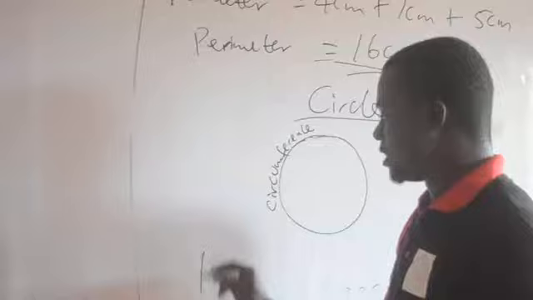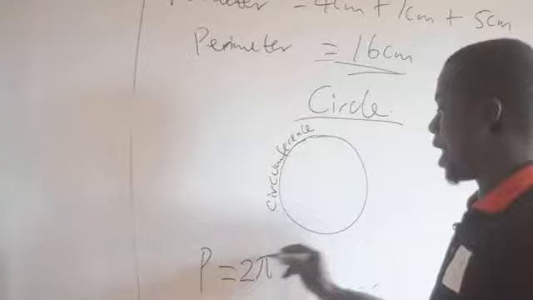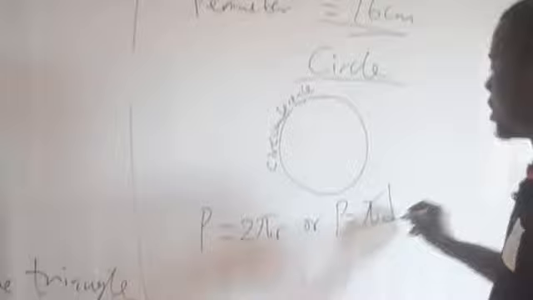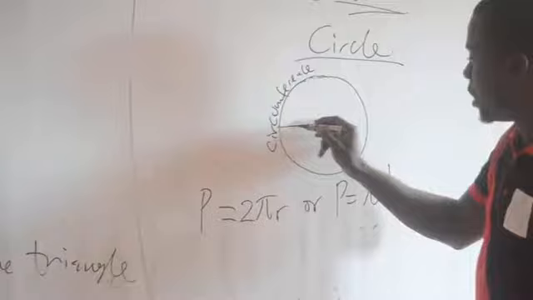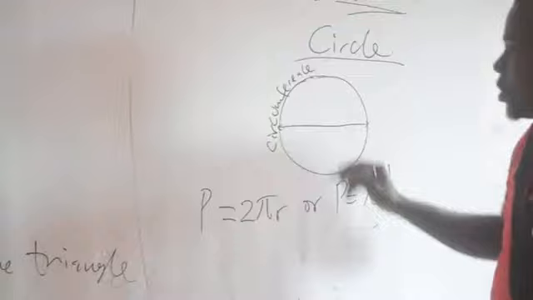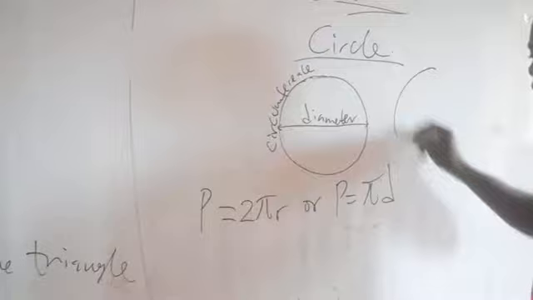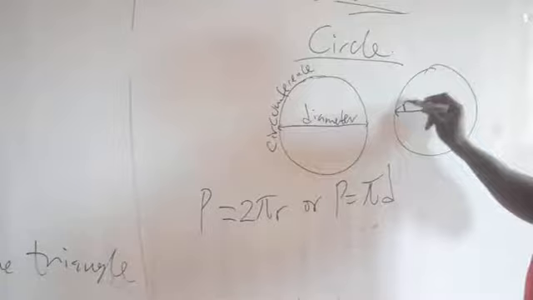2 pi r. Or you can say perimeter equals pi d. Our r represents the radius. Look at the circle. If I divide the circle into two equal parts, a line that divides a circle into two equal halves, we call it what? The diameter. Now, half of this diameter, let me draw another circle, beginning from the center of the circle down to the circumference, we call it what? The radius. Are you getting it?